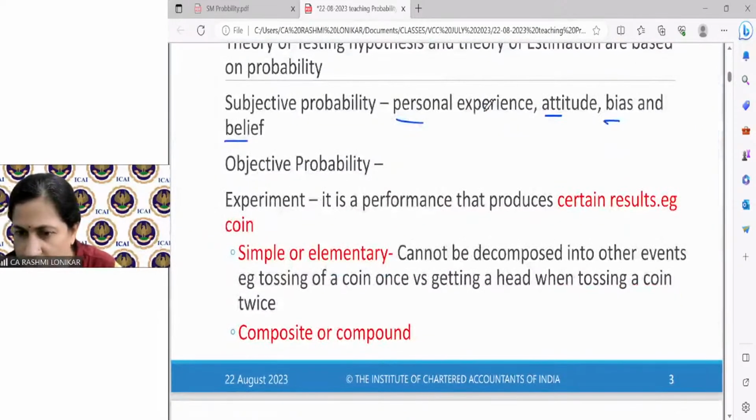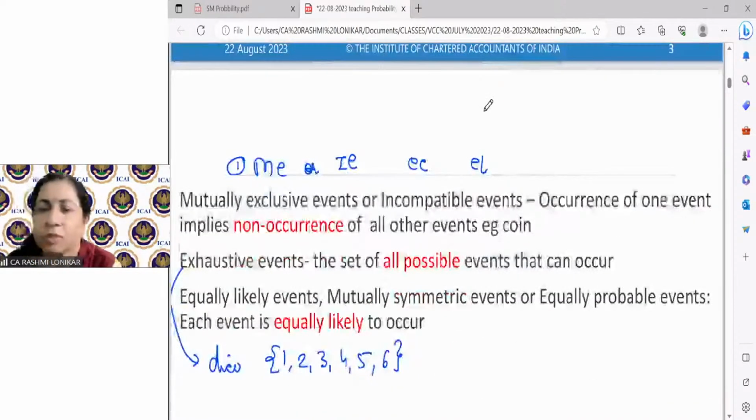So we are saying there are 2 types of probability: one is subjective and one is objective. Subjective is based on personal experience, my biases, my attitudes, etc. Then we talk of the objective type of probability, which is based on the experiment. The experiment may be simple or composite. In simple, you cannot break it down. In composite, you can break it down into simpler events. Then mutually exclusive events are events where, when one occurs, the other will automatically not occur. They are also called incompatible events.